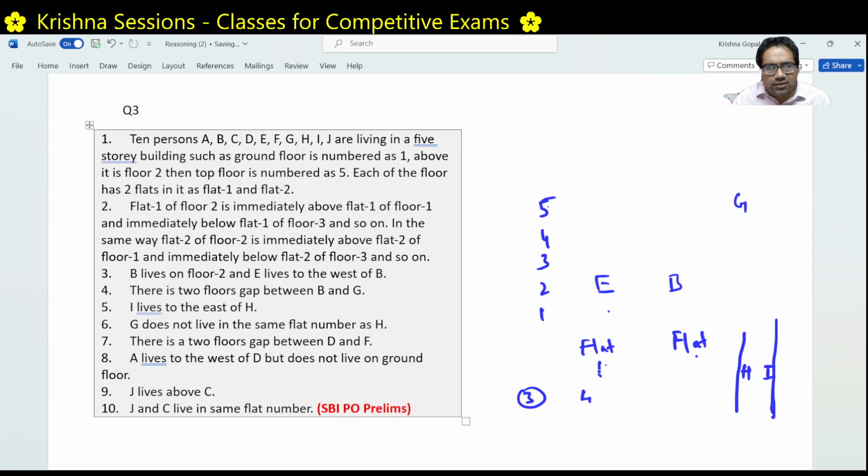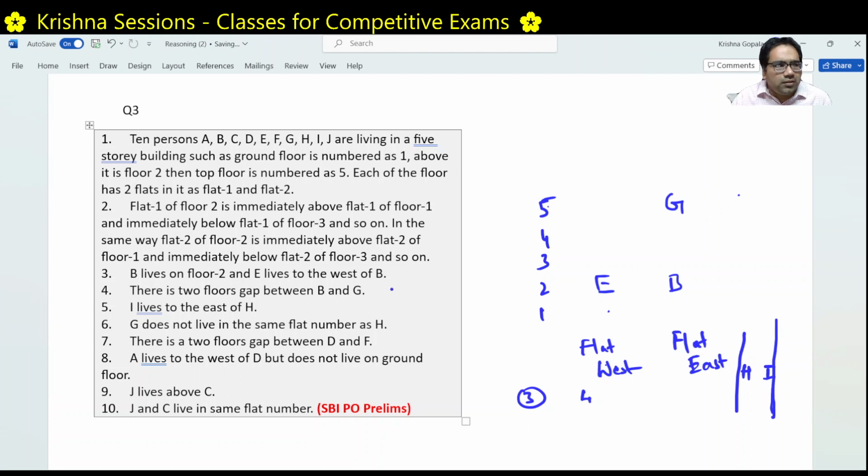Let's assume this is the west side of the flats, and these are the east side of the flats. G has to be on the east side because he's saying G does not live in the same flat number as H. Even if the flat number of H is 1, then this all side will be 1s. If this is 2, these all sides will be 2. So what does that mean? G is sitting on the right side, on the east side. That means G has to be above B on floor number 5. This is G. I will erase this one.